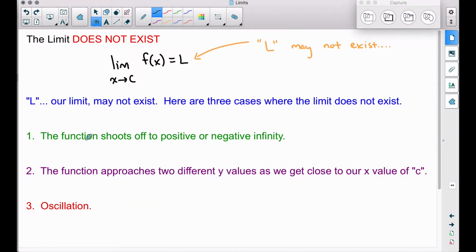But the three cases are when the function shoots off to positive or negative infinity, and it's important to say that's what's happening as we get close to this value c. Or the function approaches two different y values as we get close to our x value of c. We're going to see that example visually in a second as well. And then last but not least, we have oscillation. We'll see that at the very end of this tutorial.